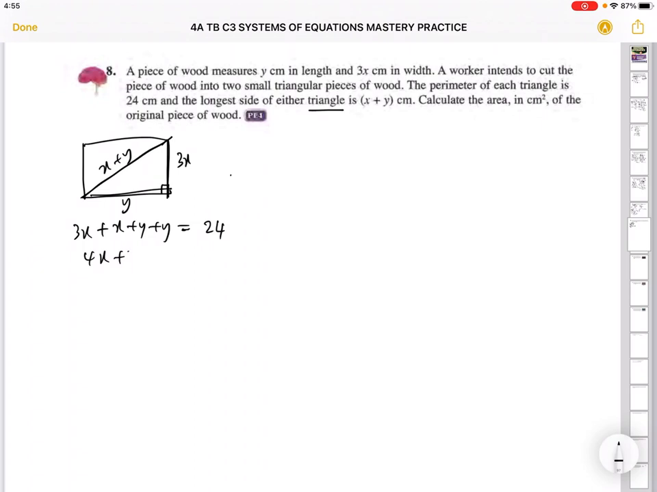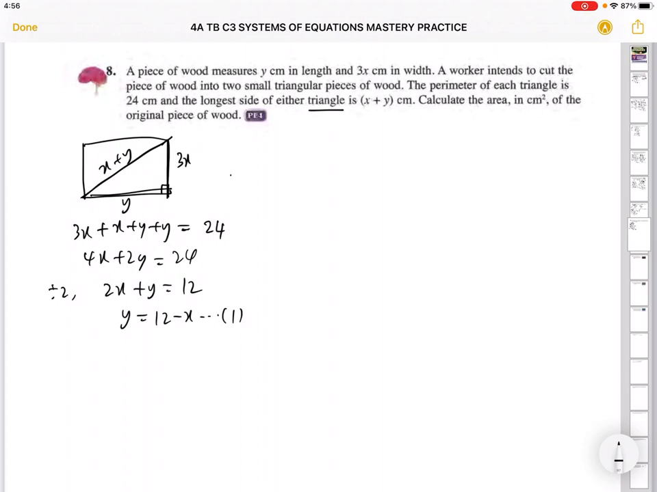I don't like this number. Divide by 2 to make it smaller. Make y the subject. There you go, that's your first equation. So my second equation will be involving my area. Do you have area? Oh no, you're supposed to find area.